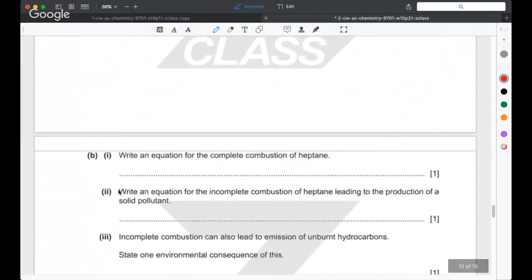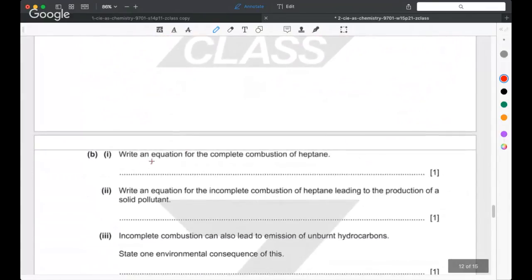So that's C7H16. So it's complete combustion. Well, you know from GCSE that when you do complete combustion of a hydrocarbon, then you make, of course, carbon dioxide and water. And it's the combustion, so you're reacting this in excess of oxygen.